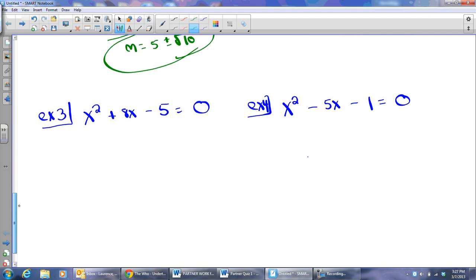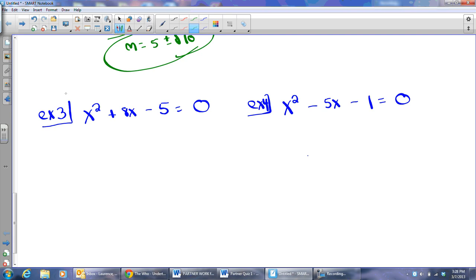Now, sometimes we don't have a perfect square trinomial, like in number 3. The 5 is not a perfect square. It's negative. I can't do that. Here's what I'm going to do. First step is I'm going to add 5 to both sides. I don't want that constant over with the variables. So I'm going to have x squared plus 8x. I'm going to leave a blank, equals 5, and I'm going to put another blank here.